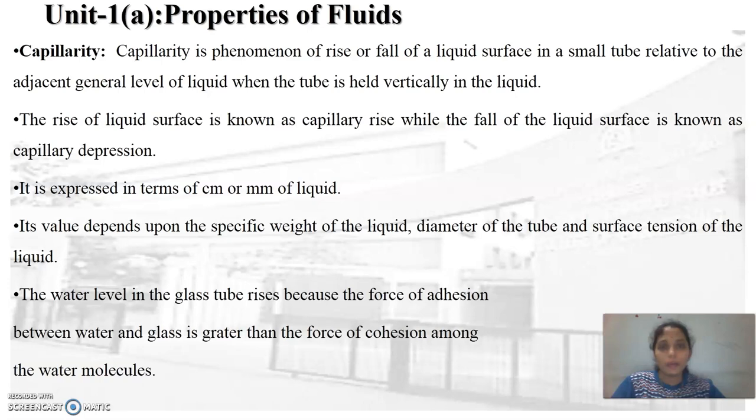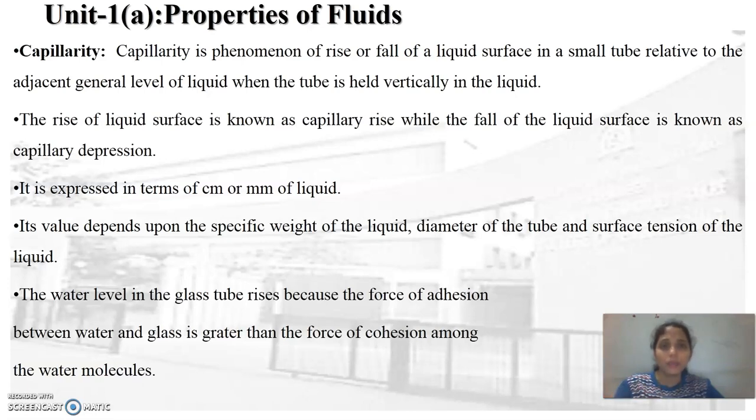The value of capillarity depends upon some factors. The very first factor is the specific weight of the liquid, the second one is the diameter of the tube, and the third one is the surface tension of the liquid. First, let us take the example of water and mercury. If you insert the tube into water, due to its specific weight, the water level rises in the tube. In the other case, if we consider mercury, and you insert the tube into the mercury, as the specific weight of mercury is higher than water, there is a capillary depression in the tube.